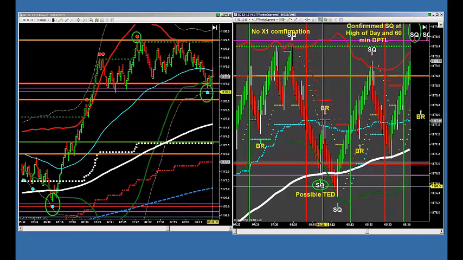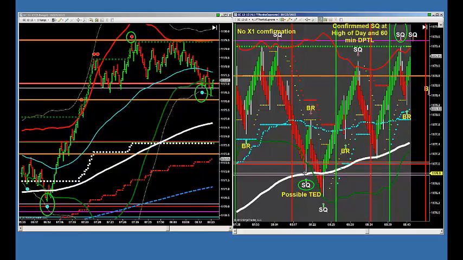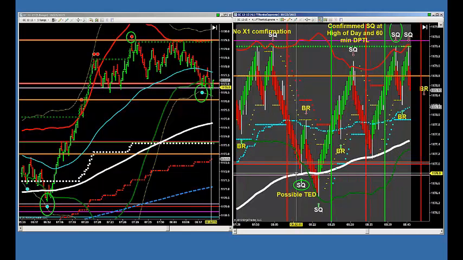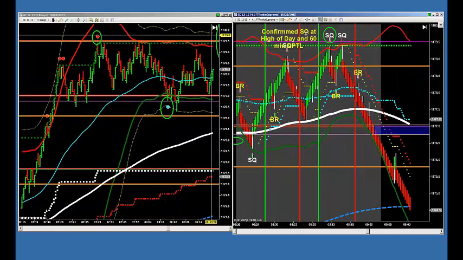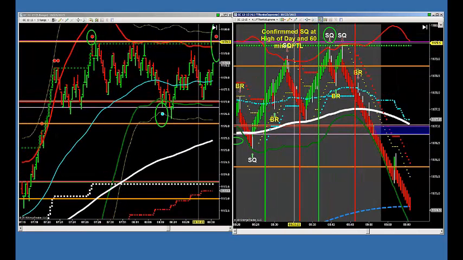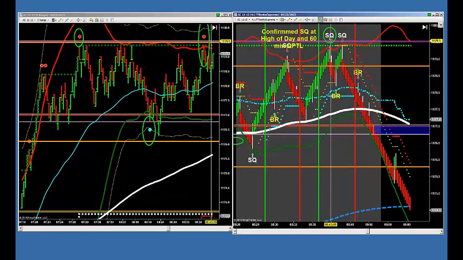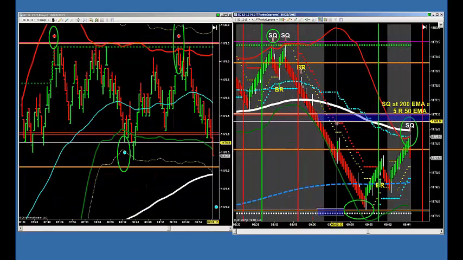Here's an example of just a possible TED. That market came down, touched the rising 200. I like that. Got an X1 signal. So that's a possible TED right there. Now we get up here, and here we are, confirmed SQ at high of day and 60-minute DPTL right here. And we got the X1, so a lot of things going for that one. That one worked out very well.